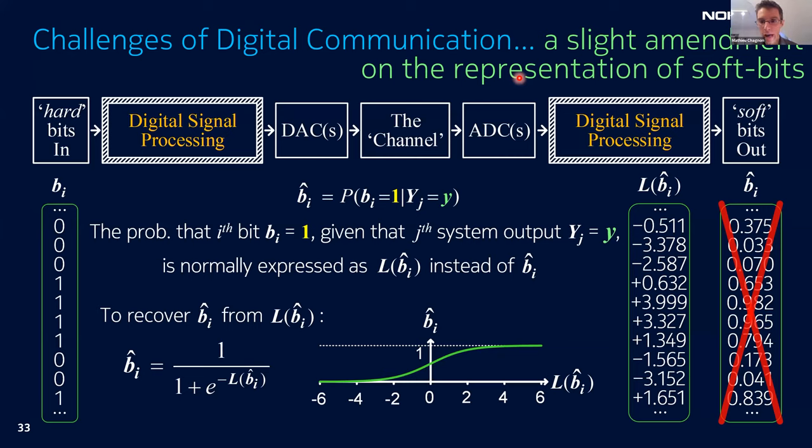And if I know L B hat, then using this, what's called a sigmoid function at the bottom of the screen, I can then recover B hat. Okay.